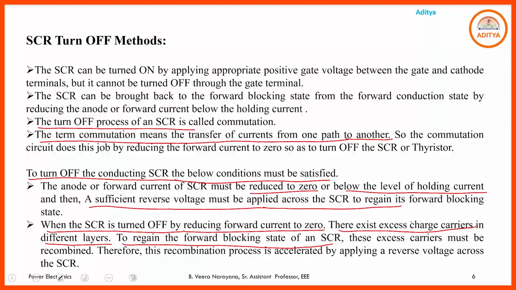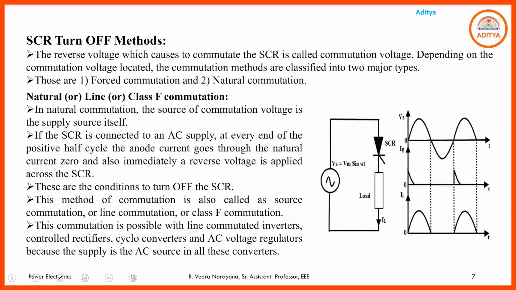The first one is the current flow through the SCR is below the holding current or 0, and the second one is a sufficient negative voltage is available across the SCR. Then the SCR comes to the off state. So here the reverse voltage which causes to commutate the SCR is called commutation voltage, and depending on the commutation voltage located, the commutation methods are mainly classified into two types.